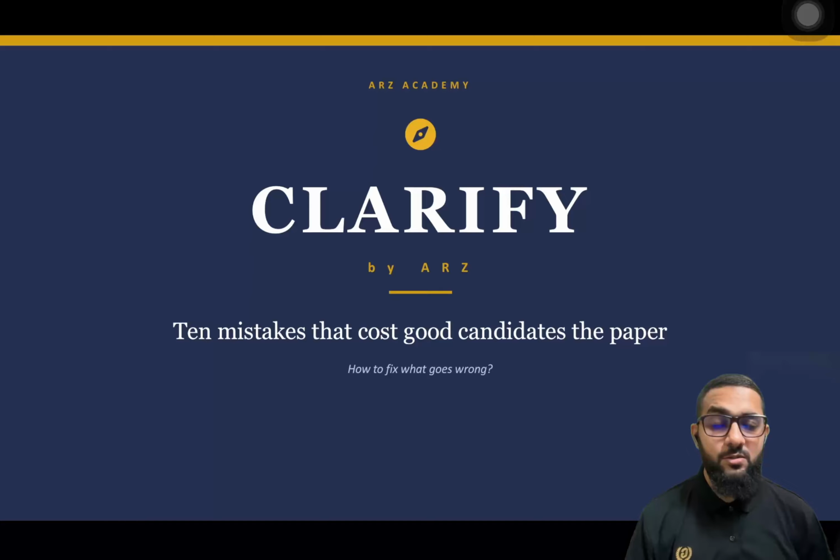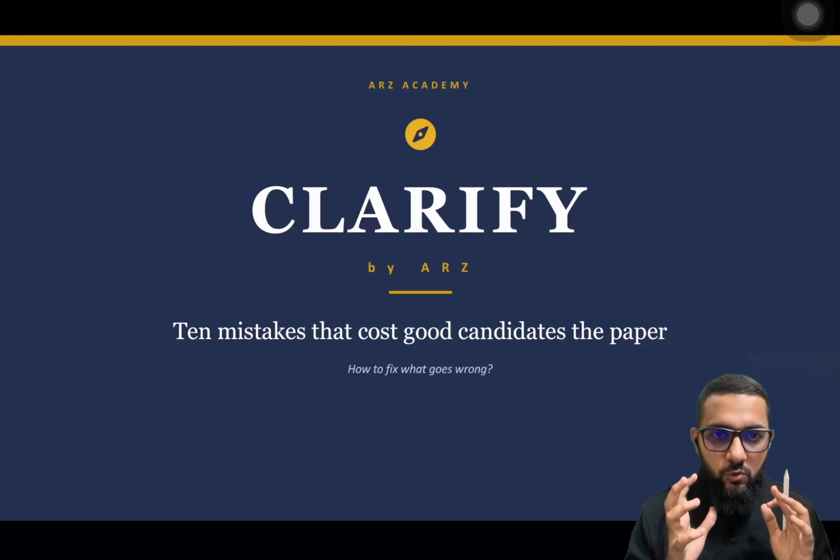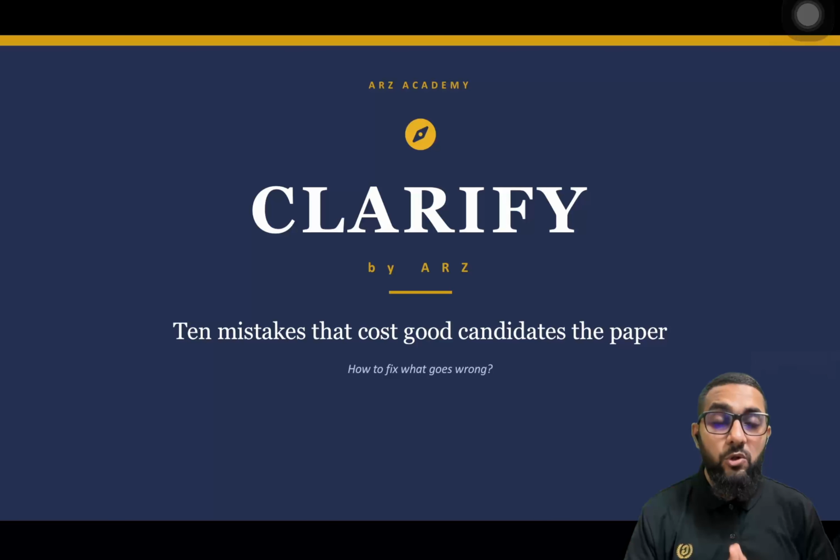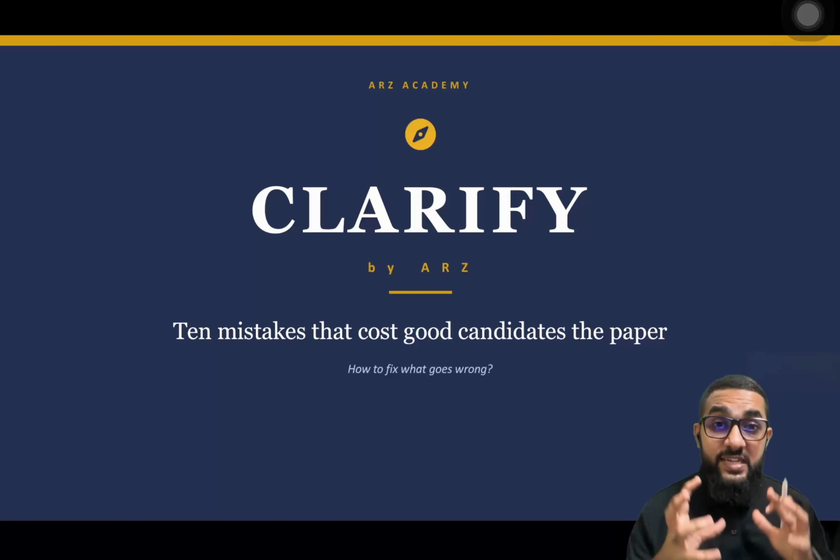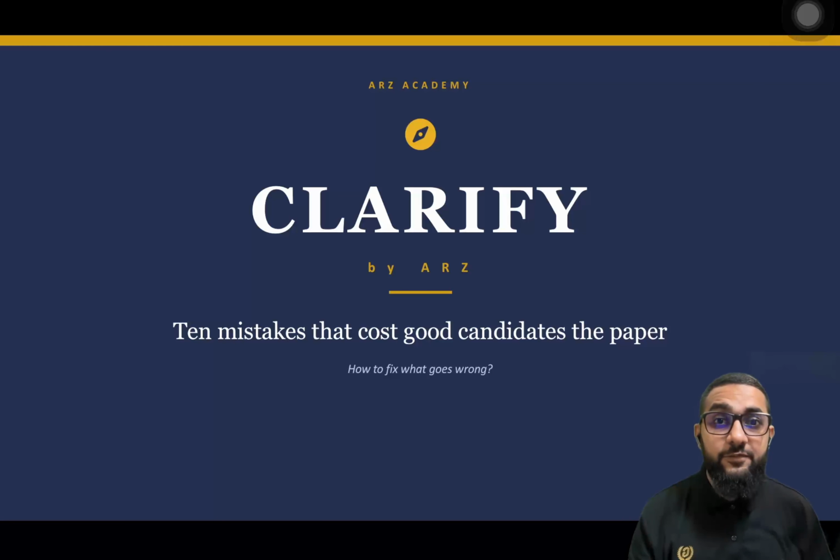And in today's session, we are going to look at the 10 mistakes that SBR candidates make, which cost them the paper, which cost them the passing. So, looking at the mistakes, we will also be looking at the fixes and what candidates can do to ensure those mistakes are not repeated. Now, these mistakes are identified from the past couple of examiner reports.